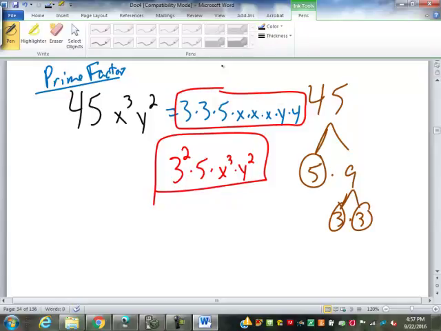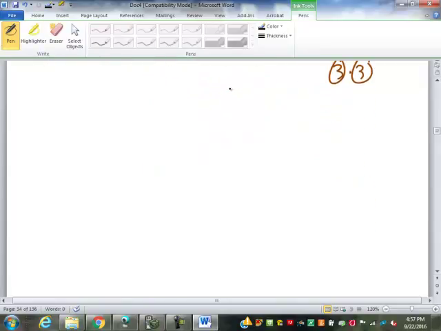Why do we care about factoring? Well, because the next thing we're going to learn about uses factoring a lot.